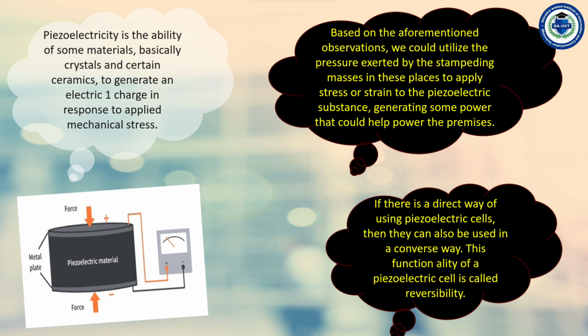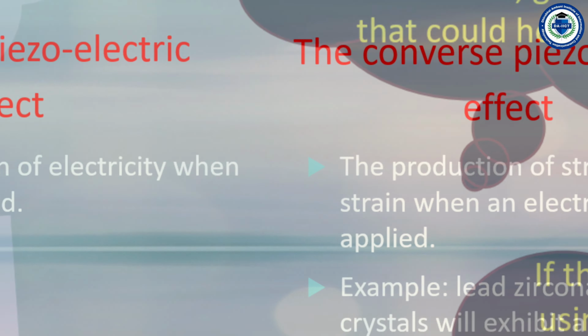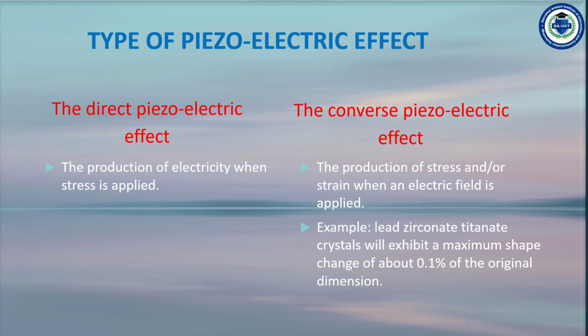If there is a direct way of using piezoelectric cells, then they can also be used in a converse way. This functionality of a piezoelectric cell is called reversibility. Here are the types of piezoelectric effect. The first type is the direct piezoelectric effect, the production of electricity when stress is applied. The second type is the converse piezoelectric effect, the production of stress and/or strain when an electric field is applied.